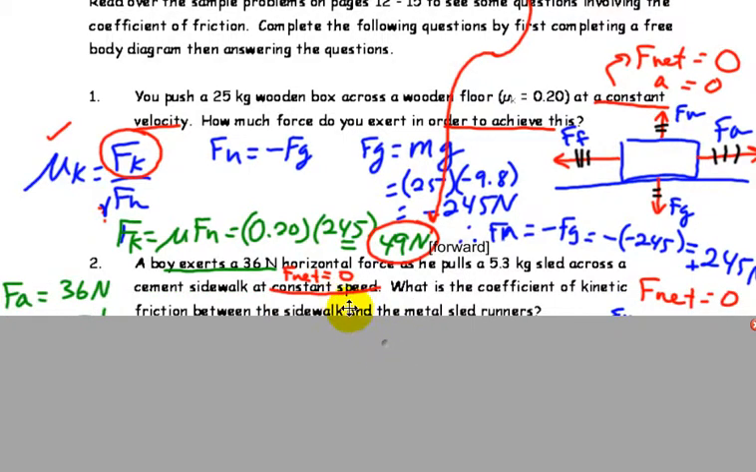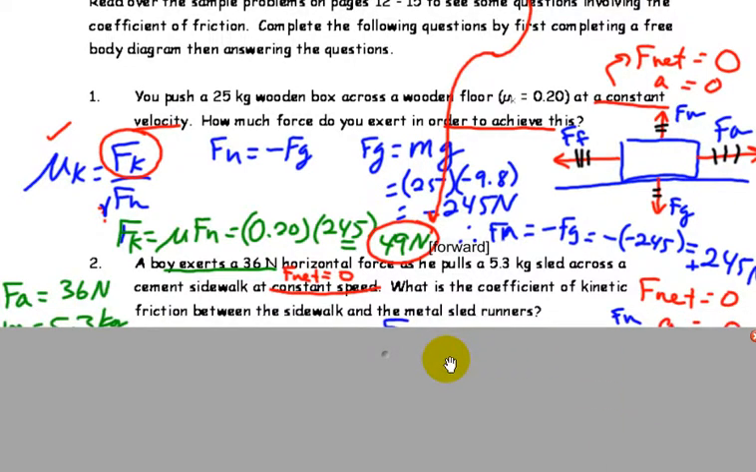Next one, a boy exerts 36 newtons horizontal force as he pulls a 5.3 kilogram sled across the cement sidewalk at constant speed. Again, we have constant speed. Our free body diagram is going to look like this again. Our applied force must be equal and opposite to the friction force. What is the coefficient of friction between the sidewalk and the metal sled runner? So we're looking for concrete and metal. The coefficient of kinetic friction will be different than this number.